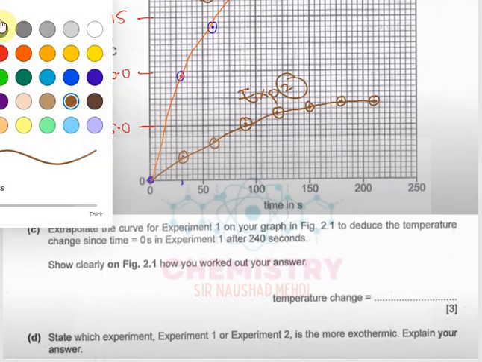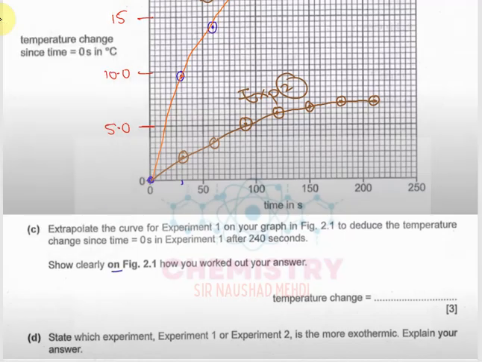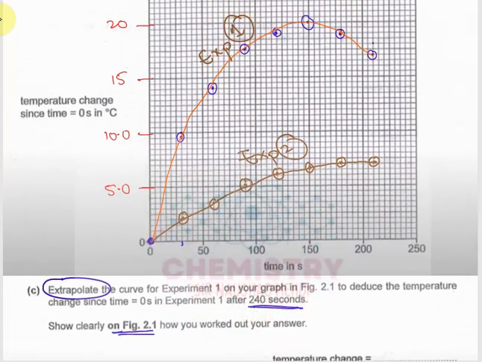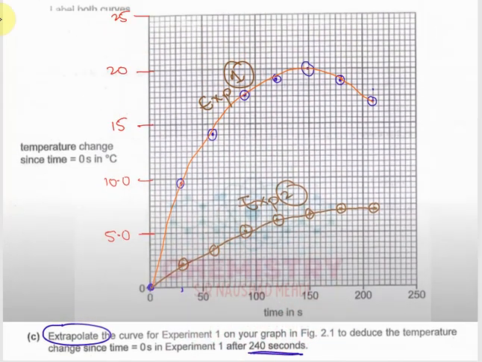Now in the question they are saying to extrapolate the curve for experiment number 1 on the graph to deduce the temperature in experiment number 1 after 240 seconds. So you have to extrapolate the graph. You have to extend the graph for experiment number 1 to about 240 seconds. So here is the curve, so we can extrapolate.